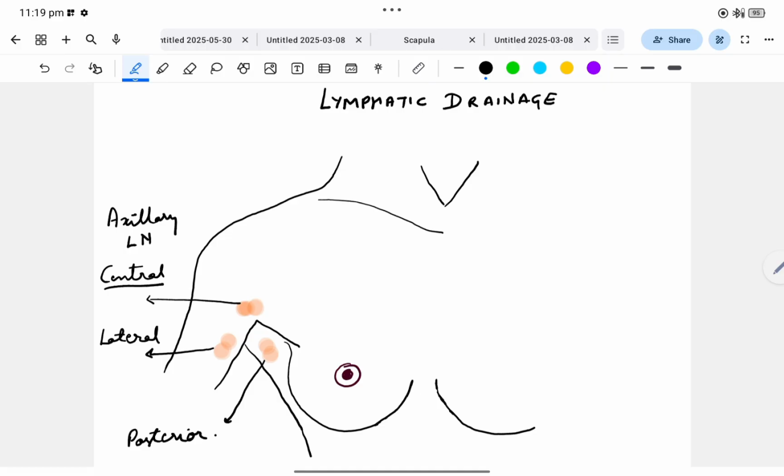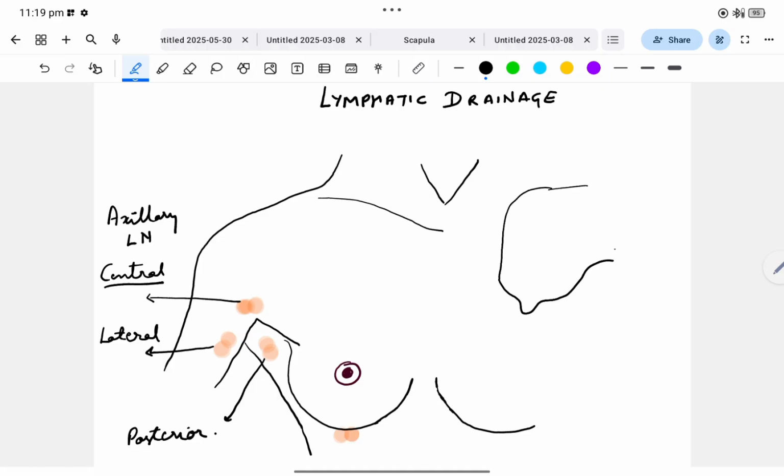Now comes the anterior thoracic nodes, which lie along the internal mammary vessel. So the anterior thoracic lymph node will lie somewhere here. So it lies along the internal mammary vessels. So this is the internal mammary gland. So it lies here. This is known as the anterior thoracic node.